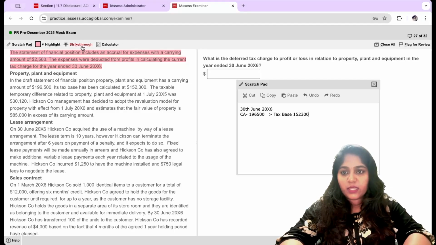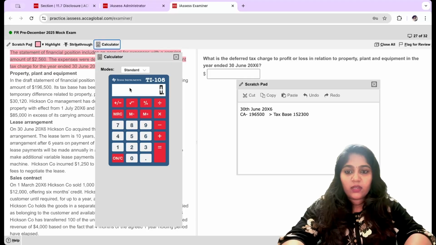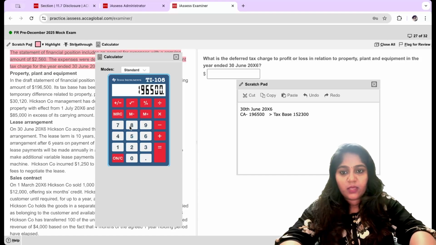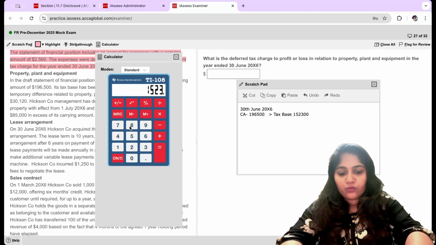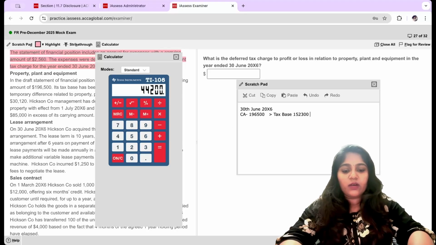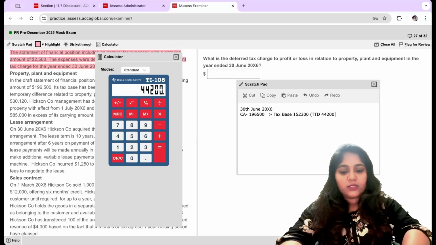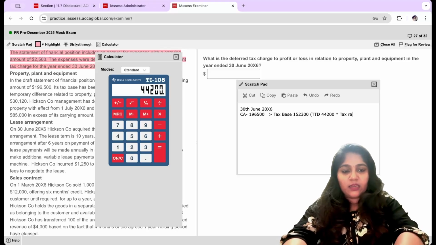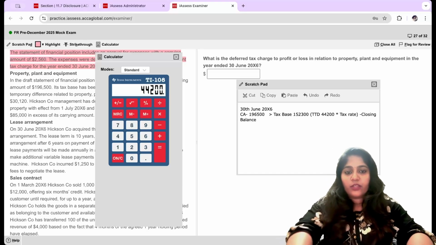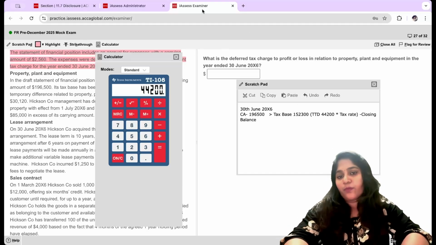How much is the difference? Take the calculator: 196,500 minus 152,300 gives a value of 44,200. So this will give a taxable temporary difference of 44,200. This multiplied with the tax rate will become your closing balance of 30th June X6. This is what I know.